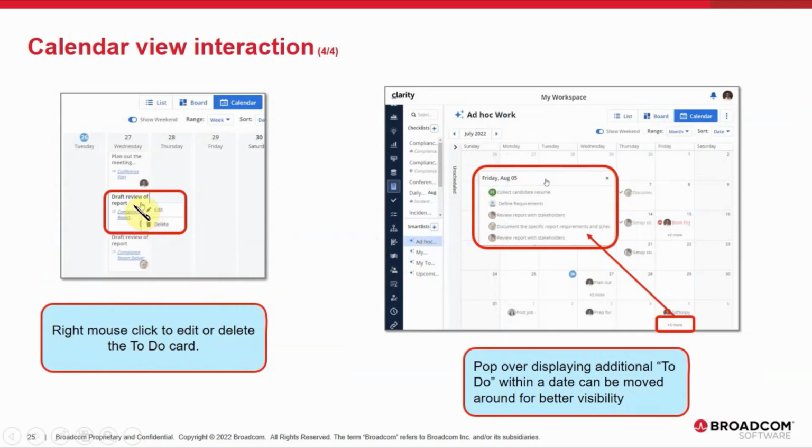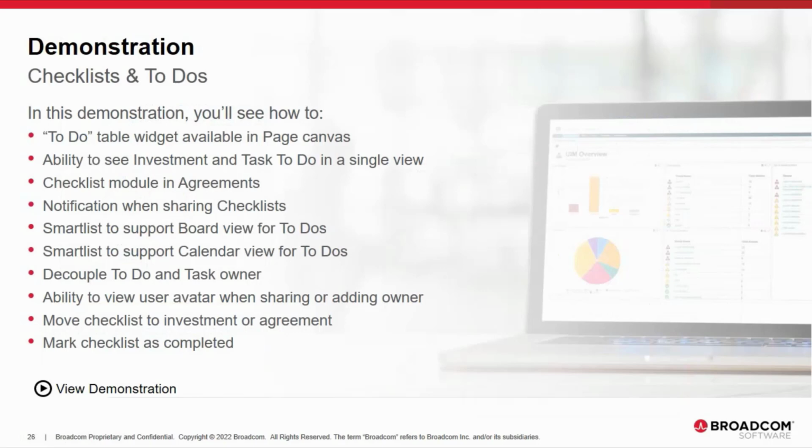Each card has the right mouse click option to edit and delete. And when I click on the counter to see the pop-up for the additional to-dos for that specific date, that pop-up window can be moved around for better visibility, so the user can then drag those to-dos to any other date that they want. So the user does have the capability to move that pop-up window around. All right, with that, let's see the product in action.